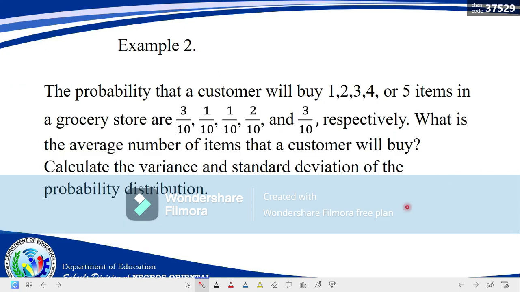So, example: the probabilities that a customer will buy 1, 2, 3, 4, or 5 items in a grocery store are 3 over 10, 1 over 10, 1 over 10, 2 over 10, and 3 over 10 respectively. What is the average number of items that a customer will buy? Then calculate the variance and standard deviation of the probability distribution.